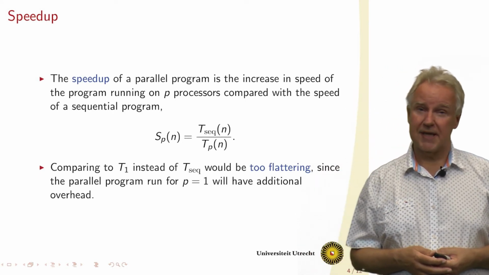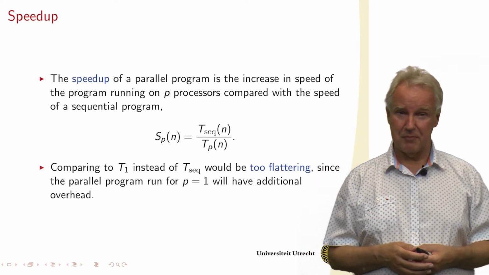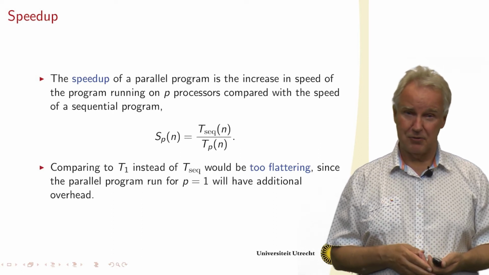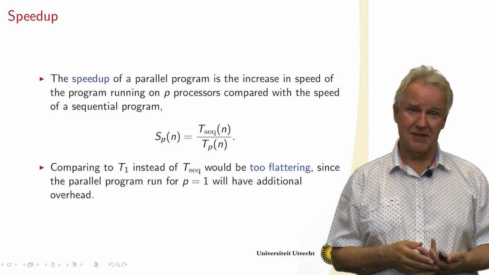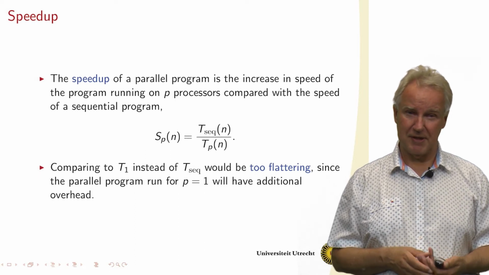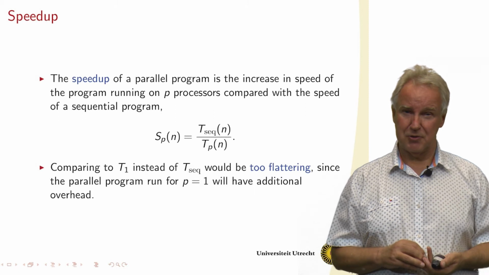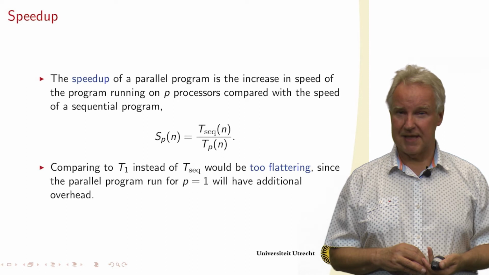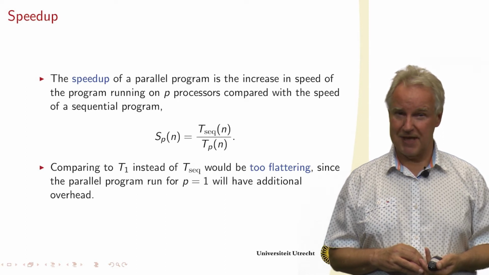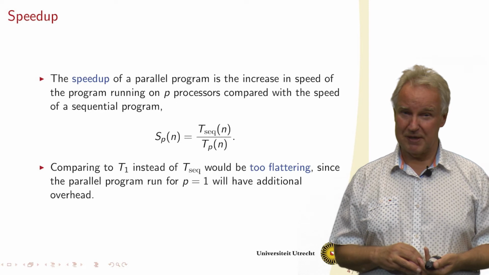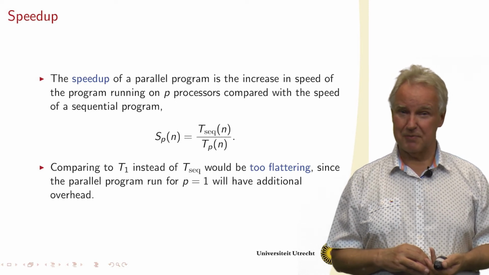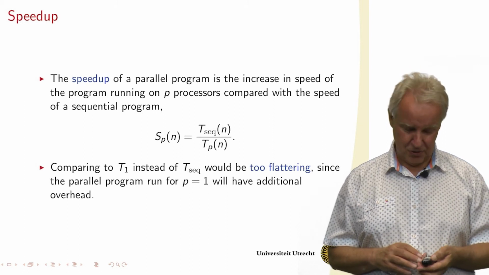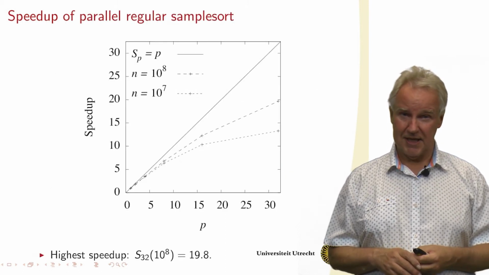So we can define the speedup of a parallel program as the time of the parallel program compared to the sequential program. We divide the time of the sequential by the parallel program, and this tells you how much you speed up the execution. Note that we take the sequential time as a reference time and not the time of the parallel program with one processor, because that would be far too flattering. There could be a difference due to overhead.